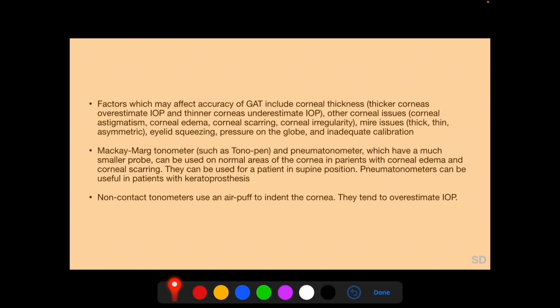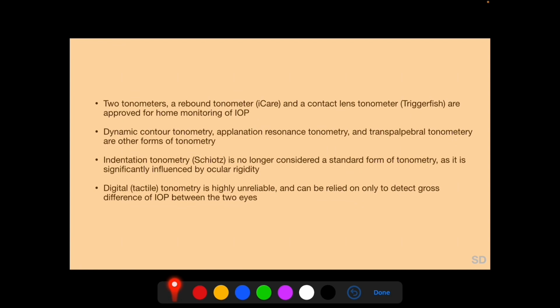They can also be used for a patient in the supine position, and Pneumatonometers can be useful in patients with keratoprosthesis. Non-contact tonometers use an air puff to indent the cornea, and they tend to overestimate the intraocular pressure compared to the IOP measured with the Goldmann applanation tonometer. Two tonometers, the iCare rebound tonometer and the Triggerfish contact lens tonometer, have been approved for home monitoring of intraocular pressure. Dynamic contour tonometry, applanation resonance tonometry, and transpalpebral tonometry are other techniques of tonometry.